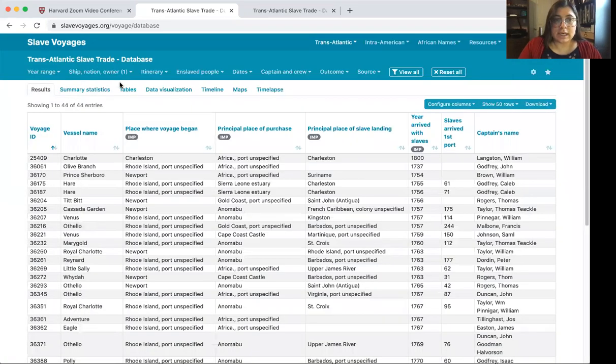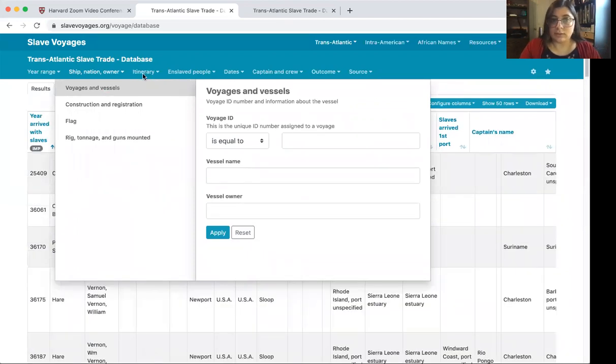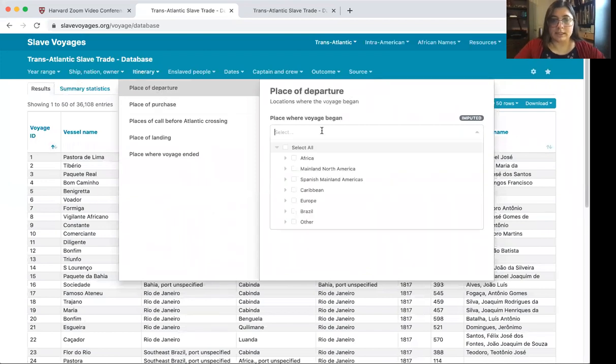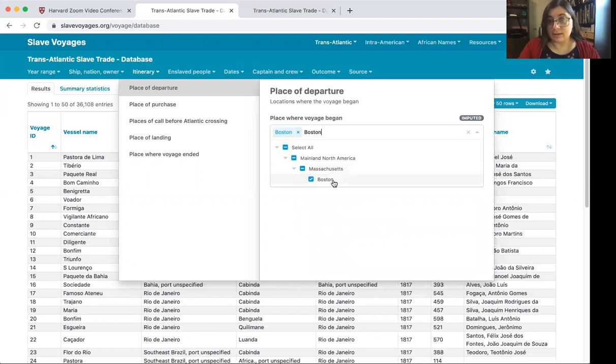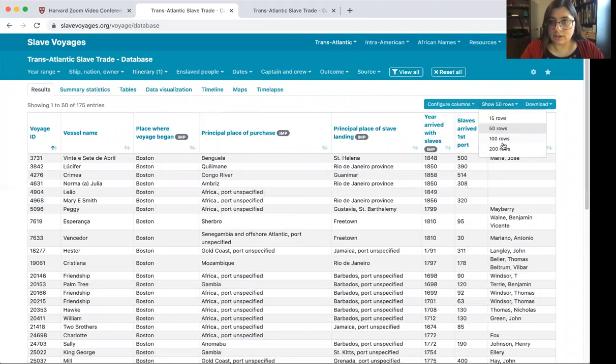So you can search this data in a lot of different ways. You don't have to search by the owner's name. You can also search by the place, and that might actually be useful for us. If we just want to see voyages that are starting in Boston, for example, we can do that. Let's see, Boston. Let me expand this a lot. We've got 175 vessels that we have information for starting from Boston.